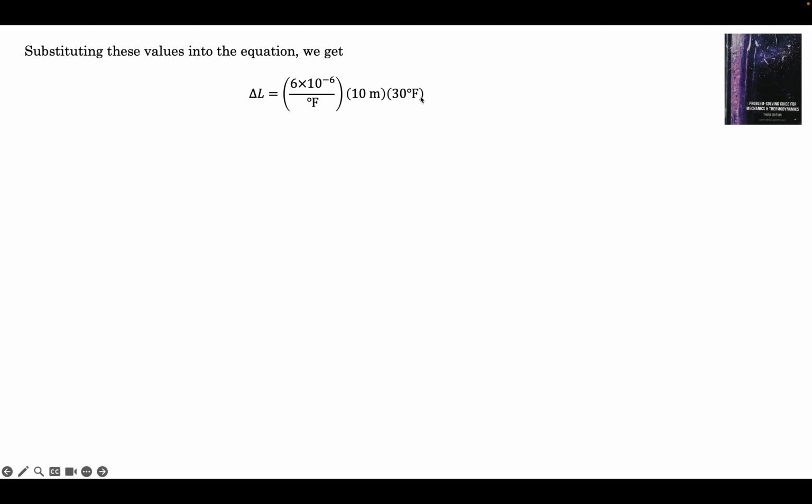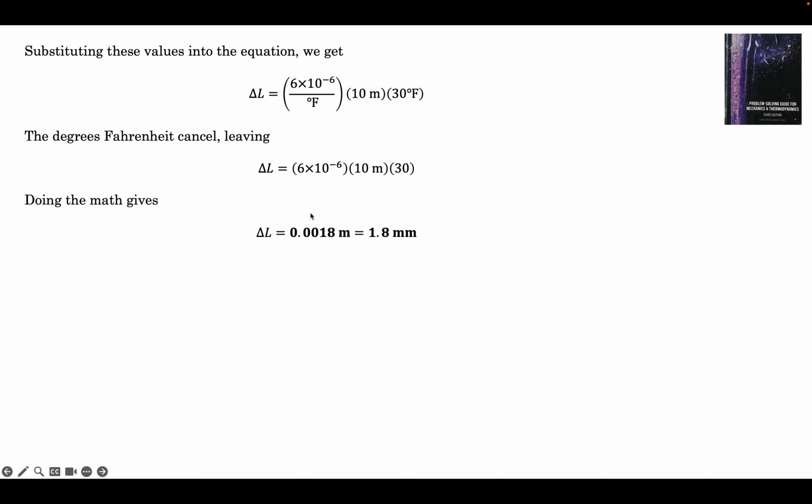It looks like the degrees Fahrenheit are going to cancel. There's one in the denominator and one in the numerator. The only unit we have left is meters, and that's good because delta L is a length. Now we just push the buttons on the calculator, and we get 0.0018 meters.